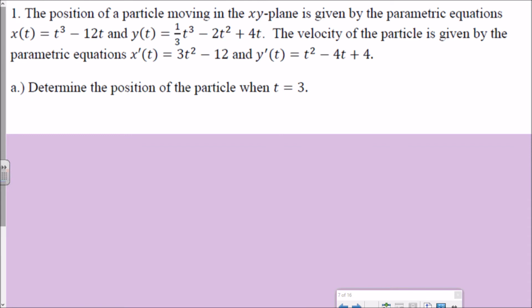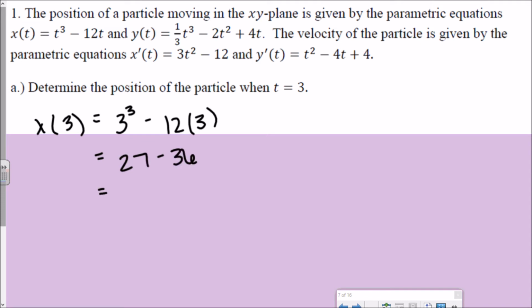All right, so this has determined the position of the particle when t is equal to 3, and it's given us an x position, a y position, an x velocity, and a y velocity. So I can go find that information. First I'm going to determine my x position and then my y position. Those two positions together will give me my total position. So I don't want x of t, I want x of 3. So my x of 3 is equal to 3 cubed minus 12 times 3, which is 27 minus 36, which is negative 9. So that's my x position.